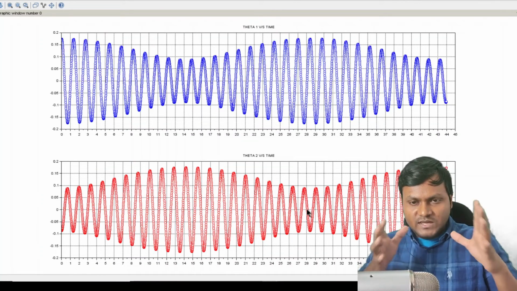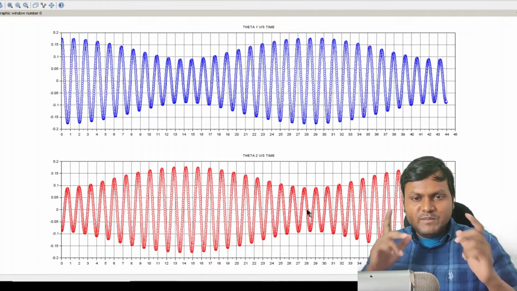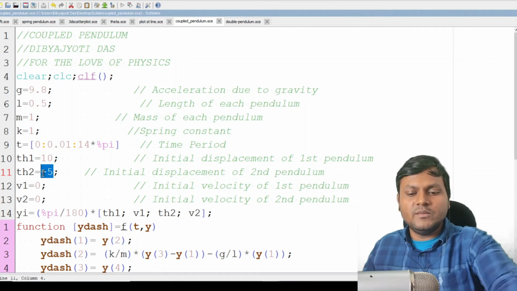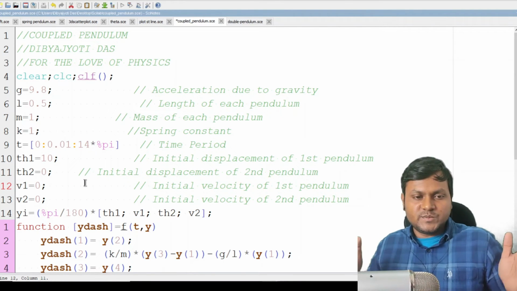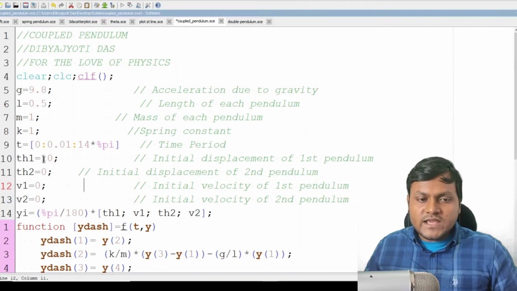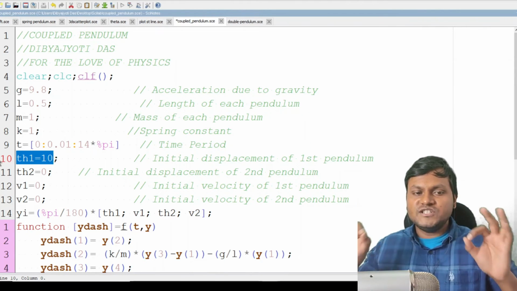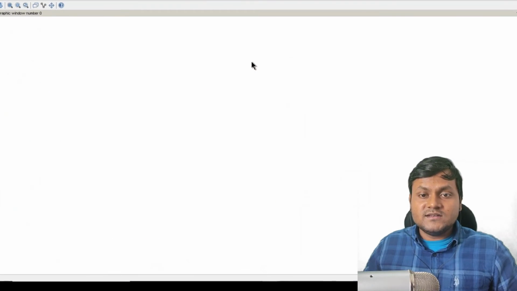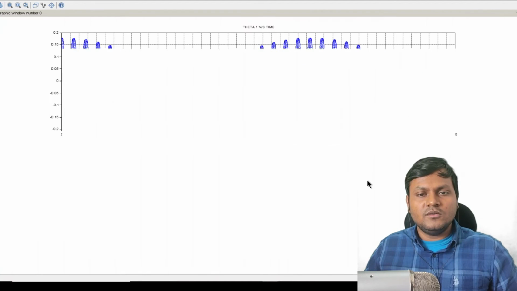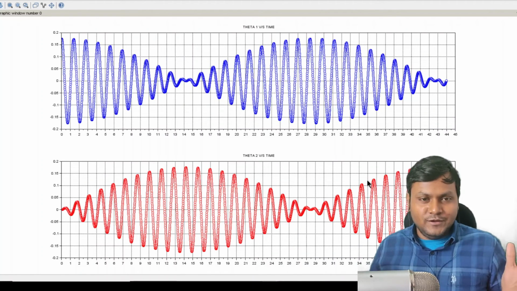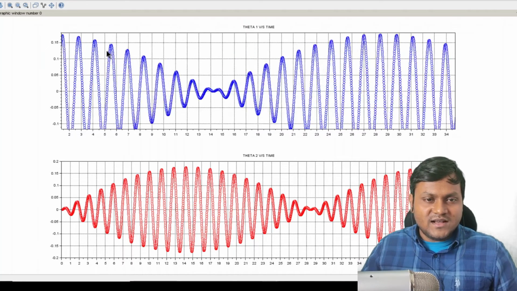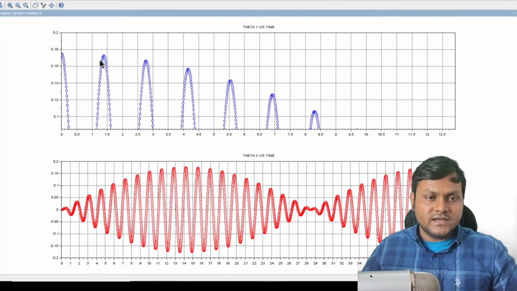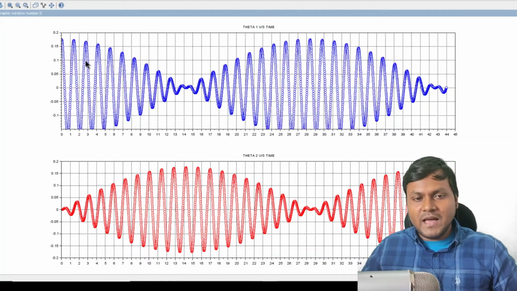To appreciate this behavior further, let me take a very specific initial condition. Let me say that the second pendulum is at rest, so the initial displacement of the second mass is 0 degrees. I only give some finite displacement to the first pendulum, 10 degrees. Now, if I run the simulation, yes, beautiful. Here you see for the first mass, the angular displacement initially was 10 degrees. Of course, here the y-axis is in radians. And then it starts oscillating back and forth.